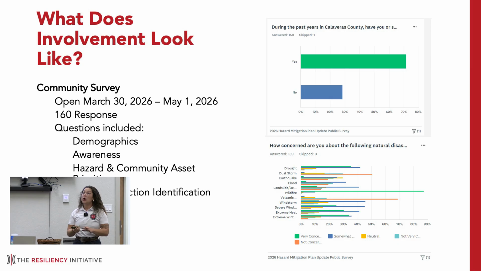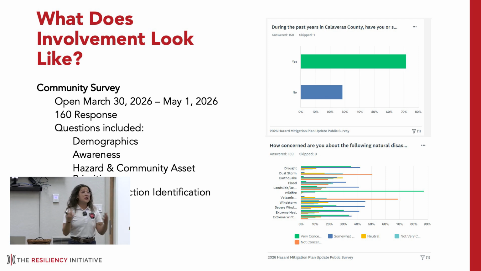In addition to our steering committee and planning team and stakeholders, we also did a community survey, which, hold on, it has a pointer. Oh, it doesn't work on the TV. 160 responses is fantastic. That is great. I have done lots of community hazard mitigation plans. Typically, if I break 60, I'm excited. So having 160 is fantastic.